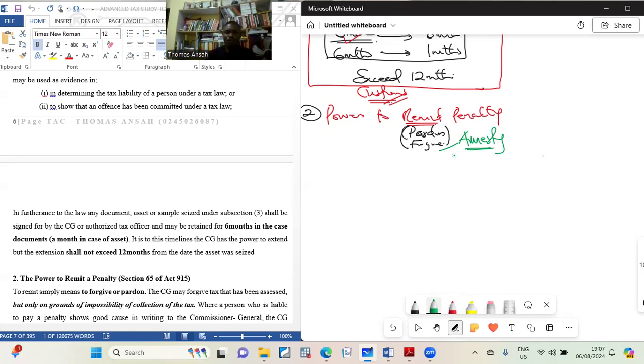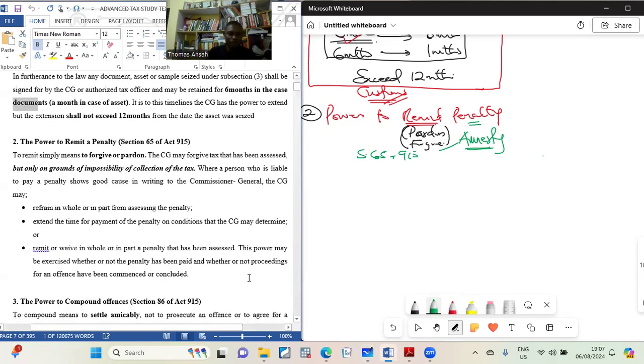All right. Pardon. What does this mean? It means that if you have some penalties that you are supposed to pay, according to Section 65 of the Revenue Administration Act 915, we are told that the CG can forgive you of those penalties. All right. He is not forgiving you on your tax liability. You pay the difference. He's forgiving you on the penalty.